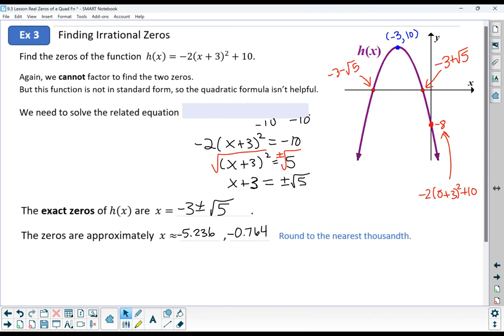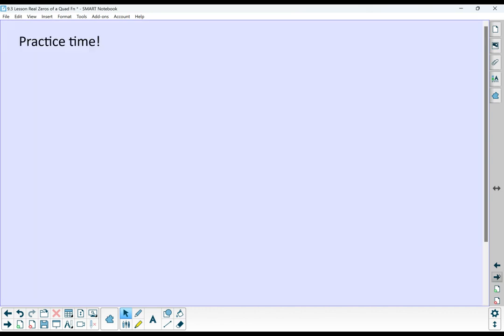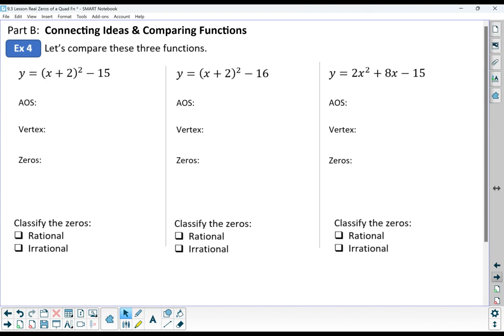And we can also find the real zeros of a quadratic function that is in vertex form, and we would use a square root method of solving to find the irrational zeros if we have a function in vertex form. So you can probably do most of the homework at this point. I'm going to keep going for the purposes of the video, but you could probably pause and do a little bit of practicing for a minute.